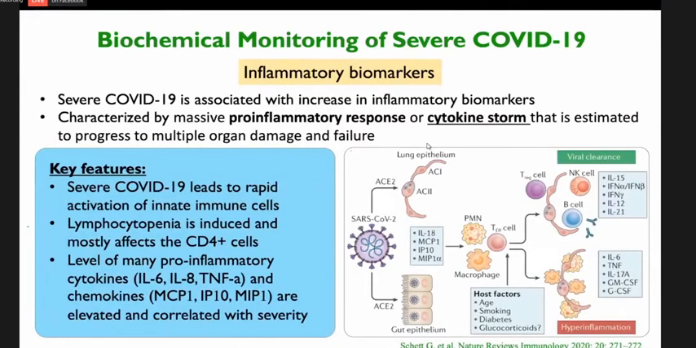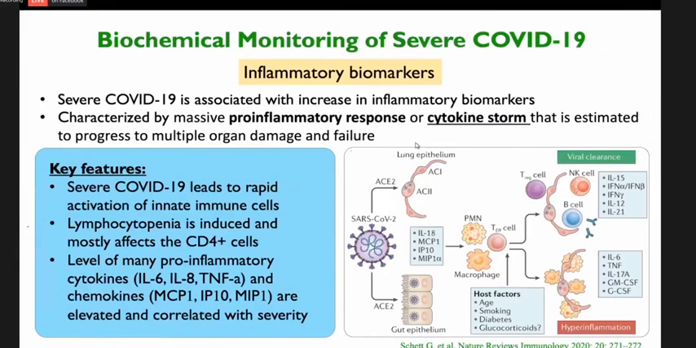Severe COVID-19 is associated with an increase in inflammatory biomarkers and is characterized by a massive pro-inflammatory response, what we call a cytokine storm, that is believed to be linked with multiple organ damage and failure. This is particularly important as many pathophysiological features of severe COVID-19 are associated with cytokine storm syndrome.